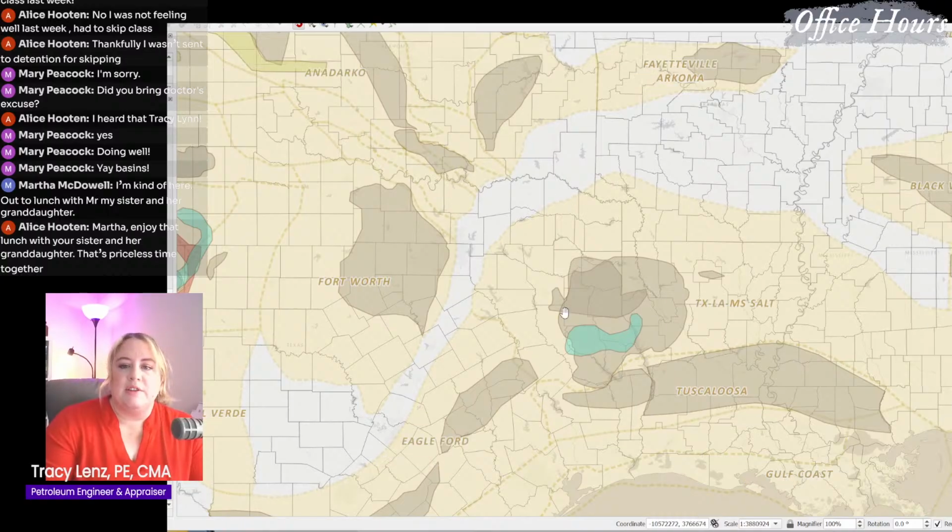So then within here, we have these brownish dark colors. That is indicating a tight play. A tight play is when there's reservoir there that's holding oil and gas in some capacity, but it needs newer technology than what's been used historically in order to get it out of the ground.